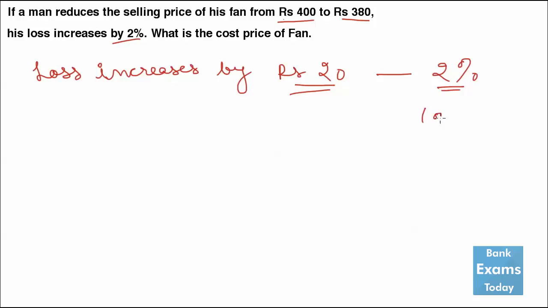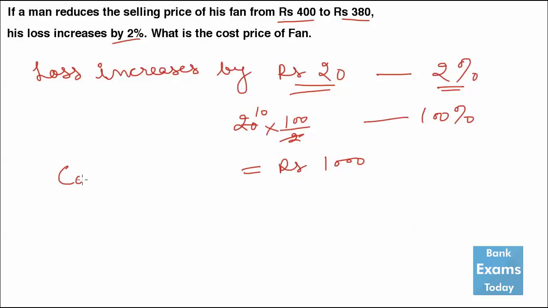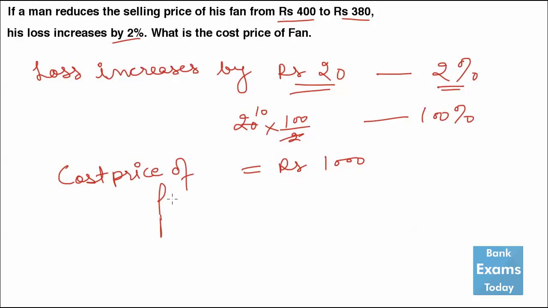What is 100%? So if 2% is 20 rupees, the 100% would be 100 divided by 2 times 20. That would be rupees 1000. So 1000 rupees is the cost price of the fan, and that is our answer.